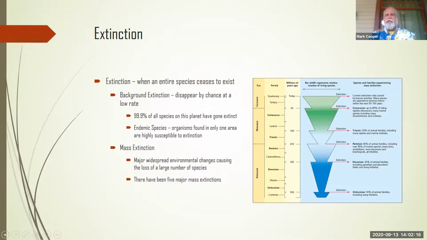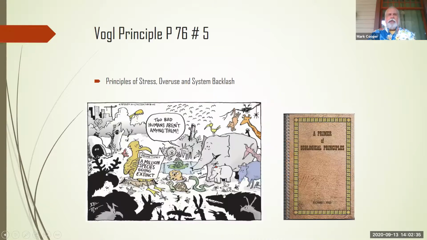We are seeing some of the largest rates of disappearance in the last 50 to 100 years. So if we survive, they'll probably look back and say that what we're living through right now was the 6th mass extinction. And the Vogel principle: principles of stress, overuse, and system backlash. If we don't stop what we're doing, the planet will reset itself. And that might be with the extinction of millions of different species, including ourselves.